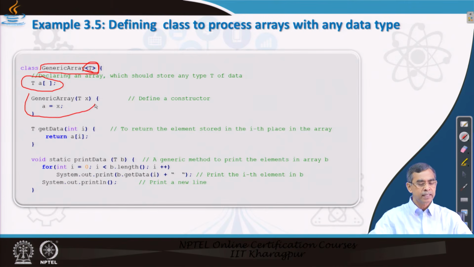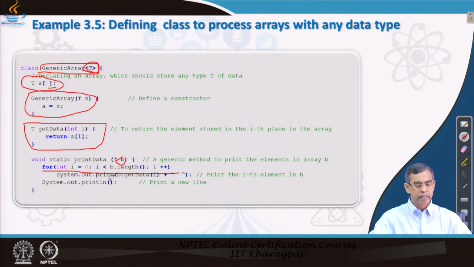Then this is the constructor, it is same as the earlier one, and then this is the one method we just want to have, so that it can access any element in this array using this method. So, get data integer i means it will return the ith element which is stored in the array, and then the print data method prints each element of the array, from 0 to the length of the array.